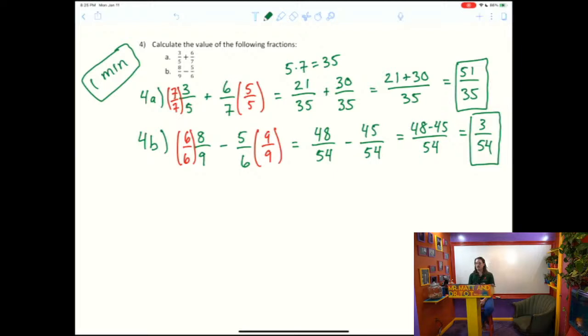For 4b, we have 8/9 minus 5/6. So again, I'm just going to multiply the denominators by each other. So I'm going to multiply 8/9 by 6 over 6, and I'm going to multiply 5/6 by 9 over 9. That's going to turn into 6 times 8 is 48. 6 times 9 is 54. So I'm going to have 48/54 minus 5 times 9 is 45. So minus 45/54. I have common denominators of 54, so I keep the denominator, subtract the numerators. 48 minus 45 is 3. So we're going to have a final answer here of 3/54.